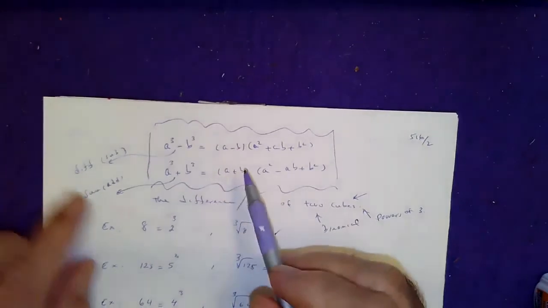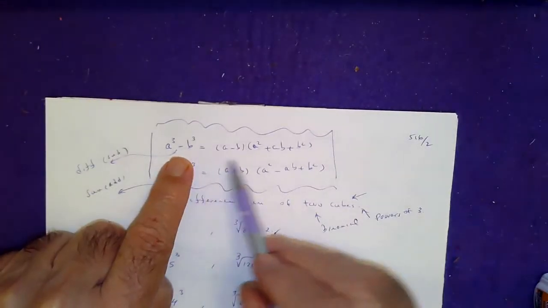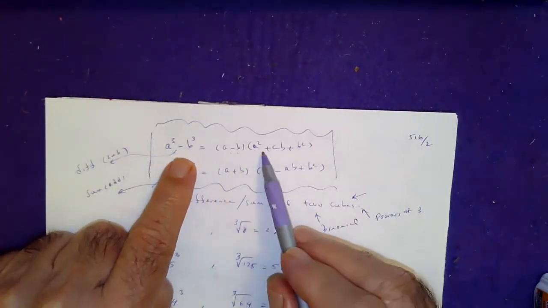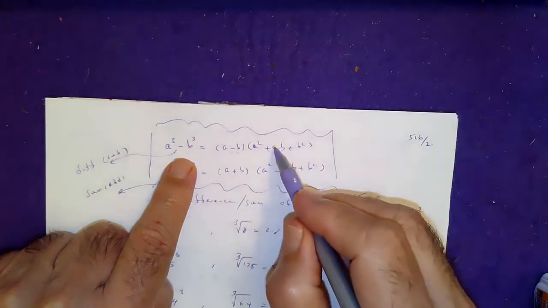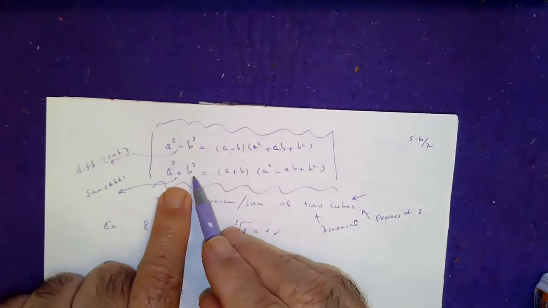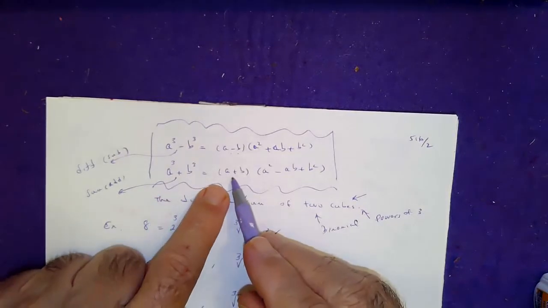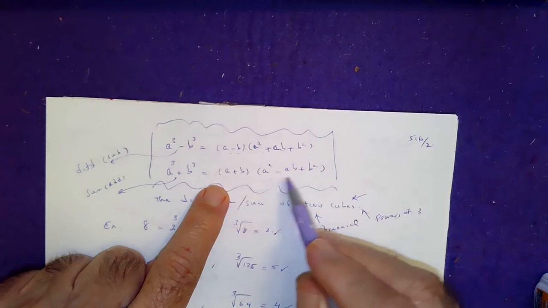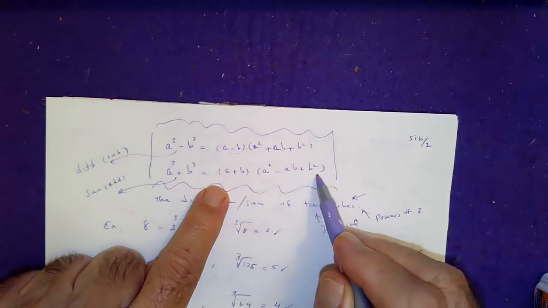So if you have a cubed minus b cubed, the answer is (a - b)(a squared + ab + b squared). If you have a cubed plus b cubed, you get (a + b)(a squared - ab + b squared).